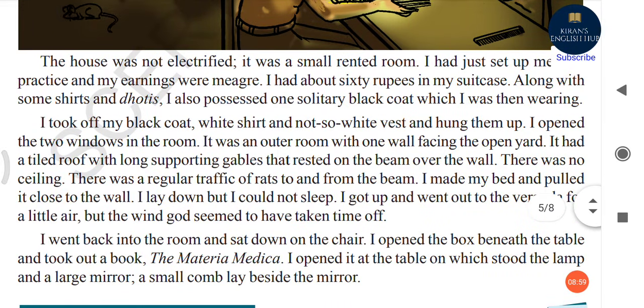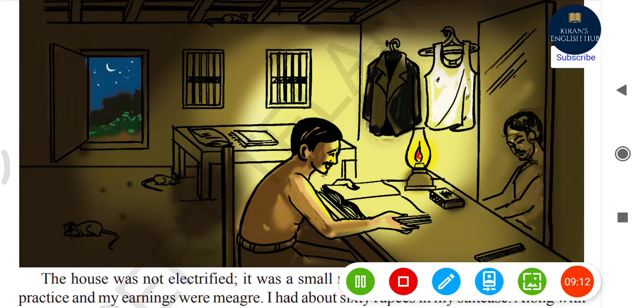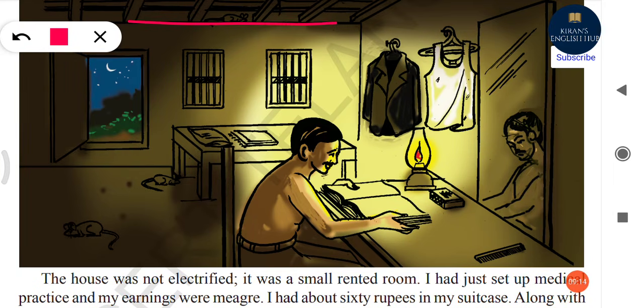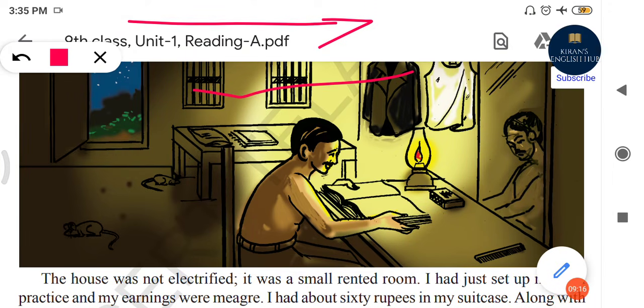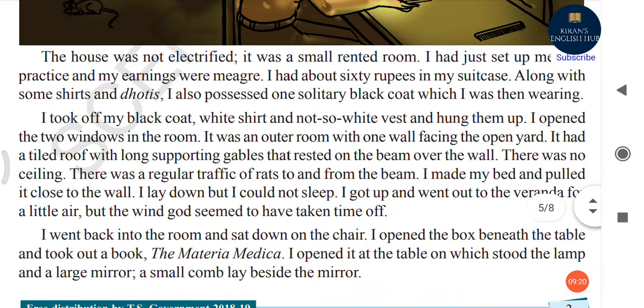Next, there was no ceiling, no concrete ceiling. There was a regular traffic of rats to and from the beam. Regular traffic means coming and going. They used to come, they used to go, and they always travelled on that beam. Next, I made my bed and pulled it close to the wall.